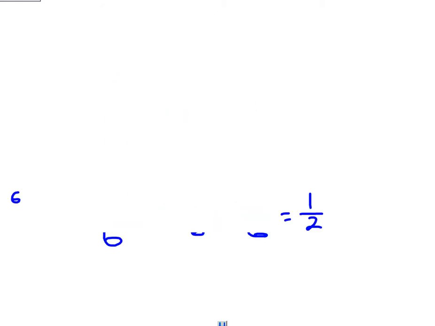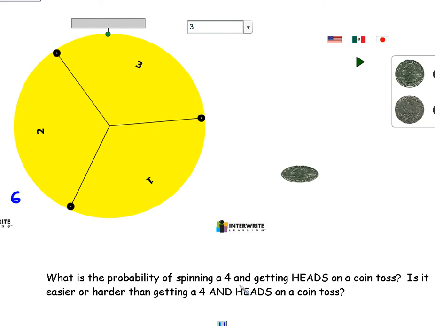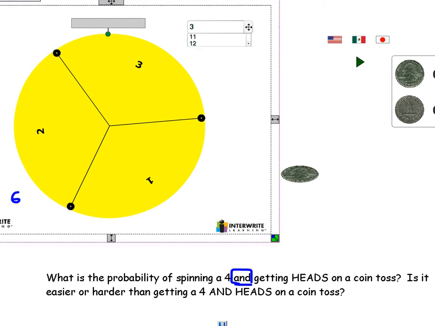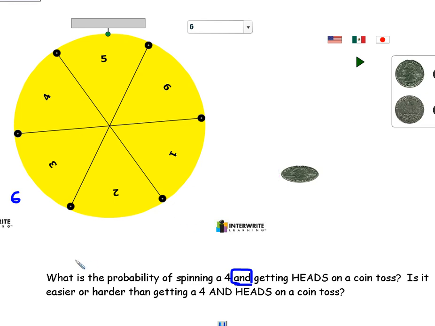Let's look at when I use the word and here. Is it easier or harder when I use the word and? So let's take a look. I have to roll a 4 out of 6 and also get heads. So that is a 1 in 6 chance. And I have a 1 in 2 chance. Okay, so I have to get them both.